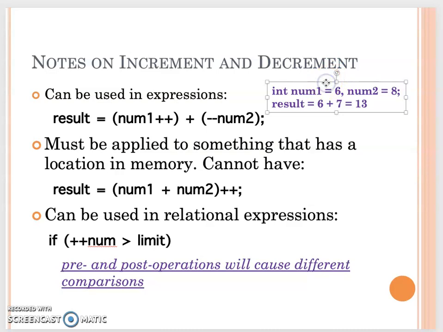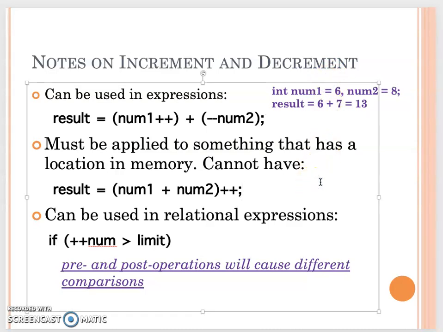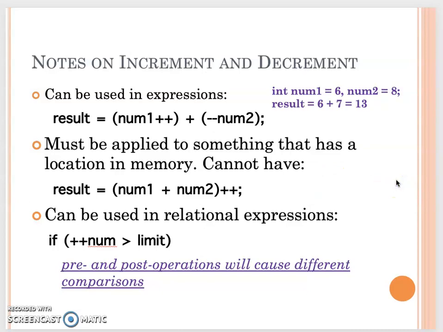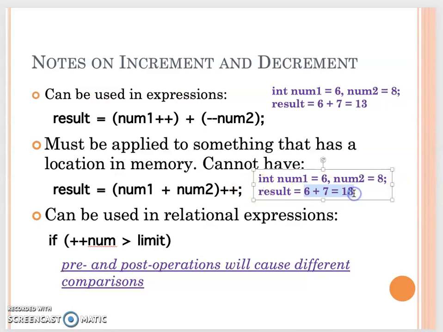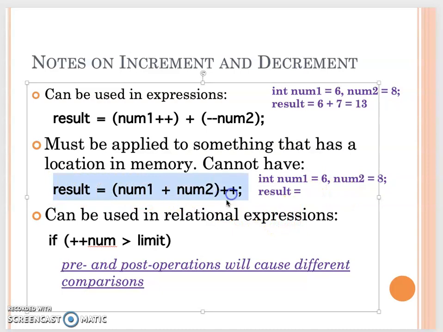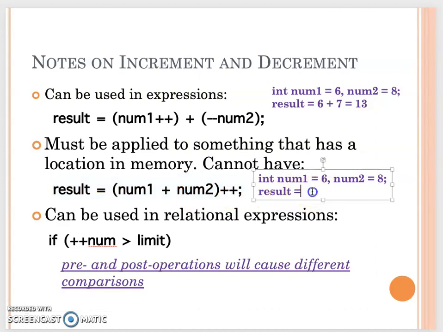Okay, continue. We're still using the same value here. So now we don't know the result. So your turn, pause the video. Think about how we will do this one. Right, so we need to do num1 plus num2 first, right? So 6 plus 8. Then this one, post-increment. Good, so we didn't increment yet. So that's why it's 14. Then the result is 14. Yeah, we didn't increment yet.